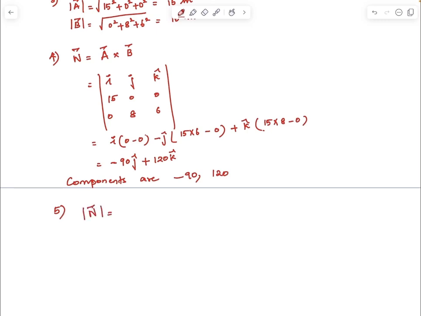Question number 5. What is the magnitude of n and its units? Magnitude of n vector is equal to square root of minus 90 square plus 120 square, which is equal to 22,500 under root, and this is equal to 150. We very well know that the cross product of two vectors returns the area. So it is 150 meter square.